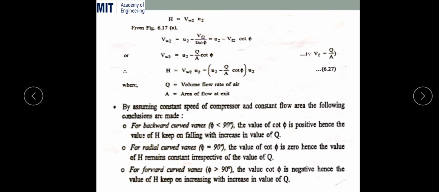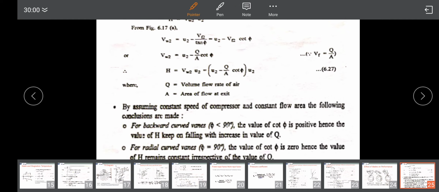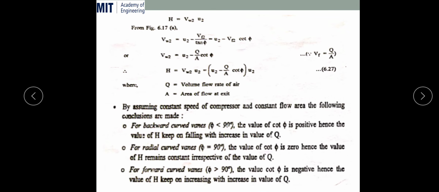Now by assuming constant speed of the compressor, meaning U2 is constant, and constant flow area, meaning A is constant, we need to understand the relation between this H and discharge, because ultimately at the outlet we are getting the discharge, and again at the expense of what head. Because we are increasing the pressure head at the outlet, we need to check the relation between this head H and this particular Q, by putting U2 constant and area constant.